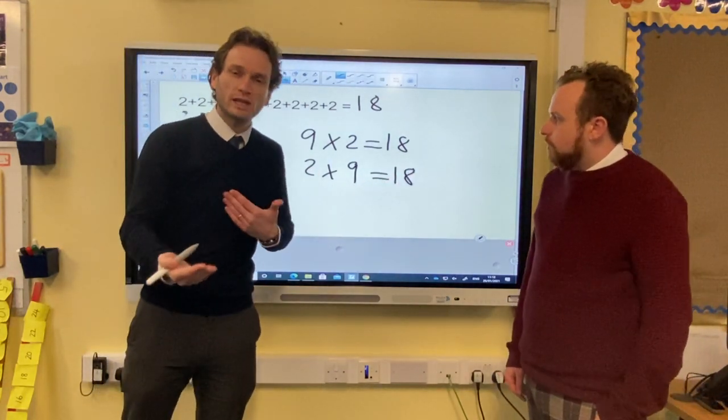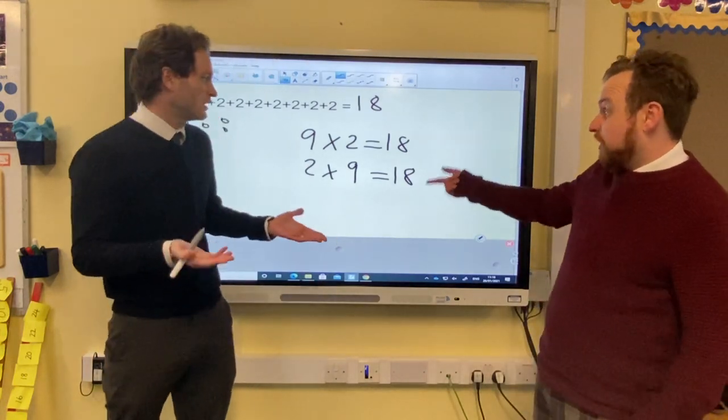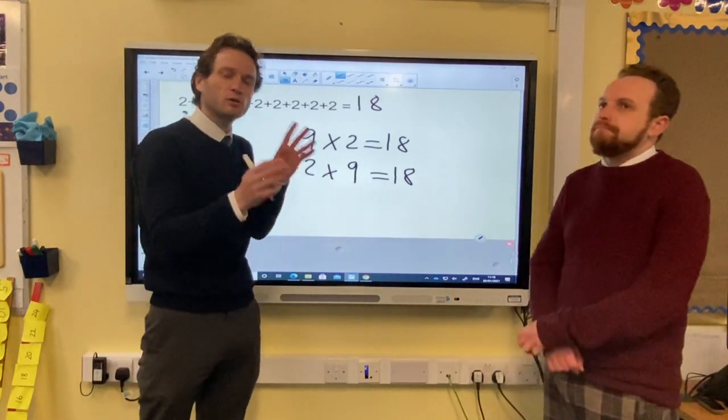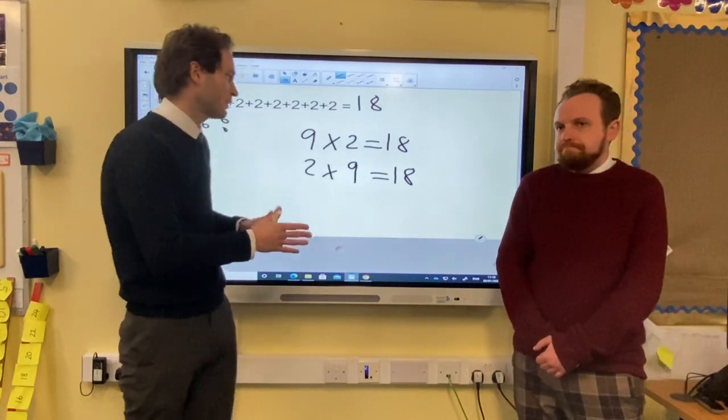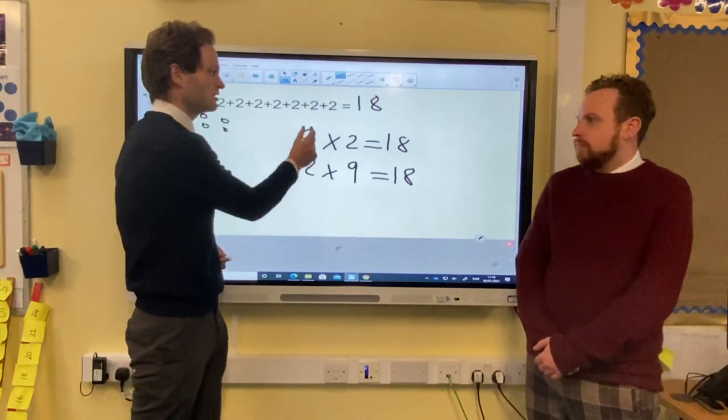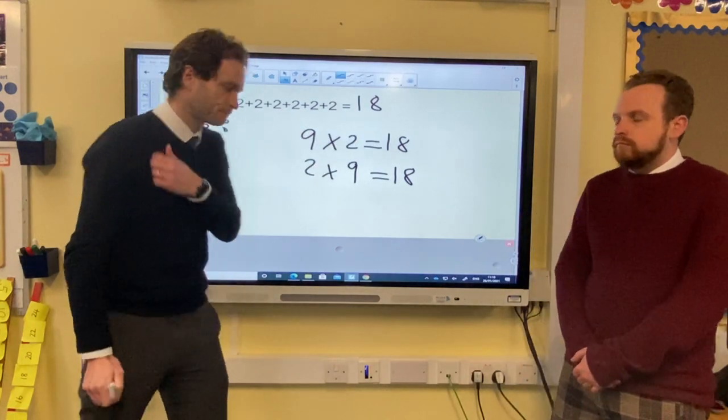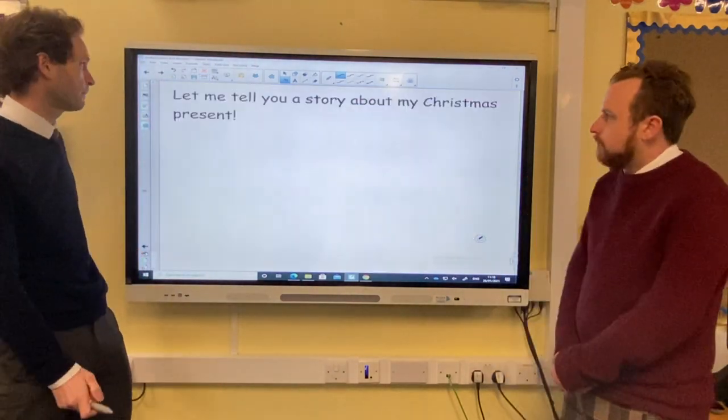Both of those are true, aren't they? They're both going to be the same. So you'll see a picture later on which shows you this. It doesn't matter which way around you do it. I think we're going to tend to stick to talking about 9 lots of 2, okay? And you'll see why.